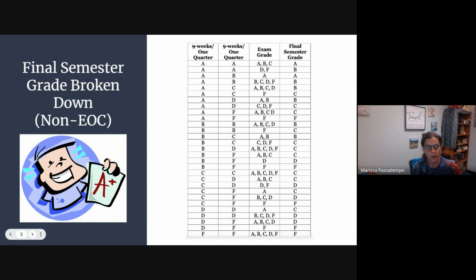Okay, so here's a chart about the final semester grade broken down by non-EOC courses. So for the 9 weeks, that's quarter 1, if you earn an A, and then if you earn an A in quarter 2, and you get an A, B, or C on that final semester exam, it will equate to an A for the semester. So I just want to repeat that one more time. If you get an A quarter 1, an A quarter 2, and an A, B, or C on the exam, you will still average out to an A for that semester grade.